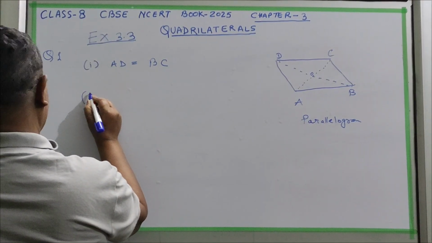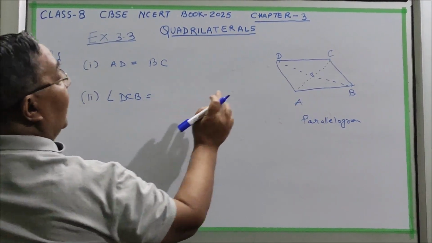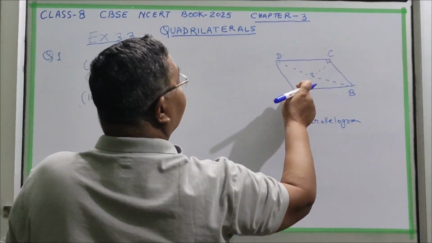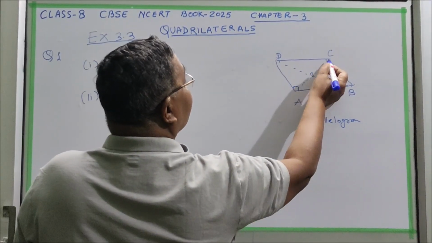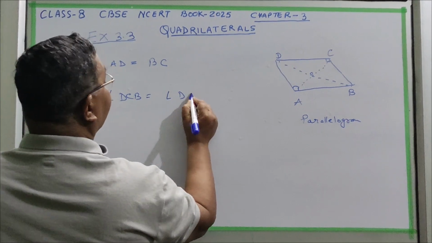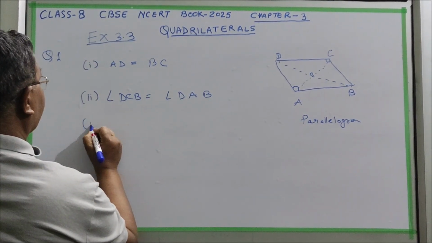Then the second question, angle DCB. Angle DCB means this angle. This angle will be equal to angle DAB, because in a parallelogram opposite angles are always equal.